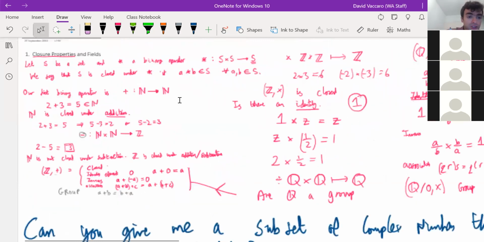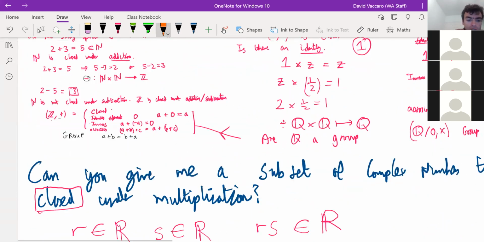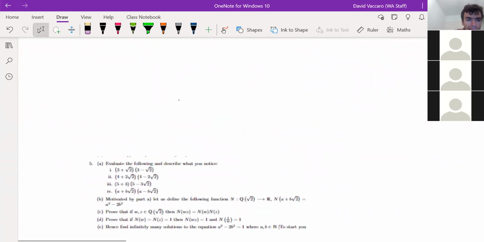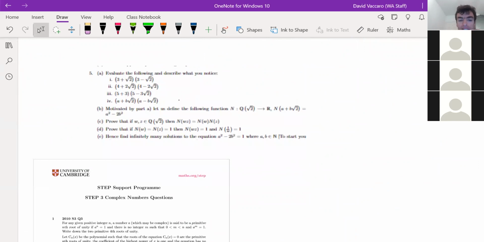Okay, so that's what I wanted to do first. I just wanted to give you a window into conceptual, theoretical mathematics. So we've talked a little bit about closure properties and fields. I now want to look at a problem that looks almost unrecognizable to have anything to do with complex numbers.